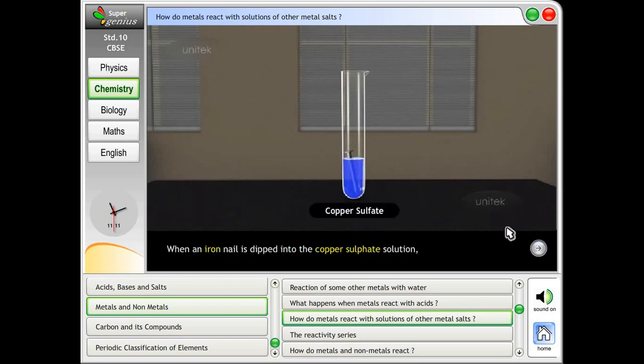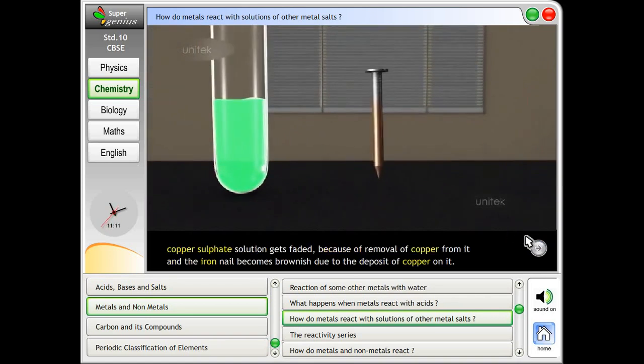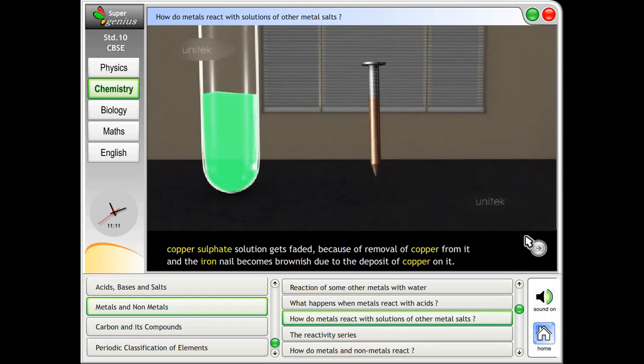When an iron nail is dipped into the copper sulfate solution, the copper sulfate solution fades because of the removal of copper from it, and the iron nail becomes brownish due to the deposit of copper on it.